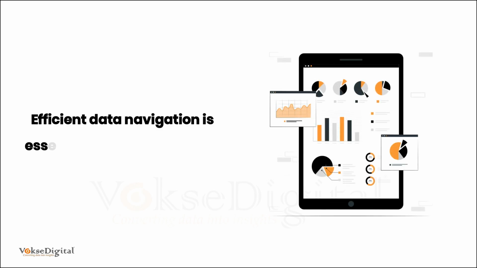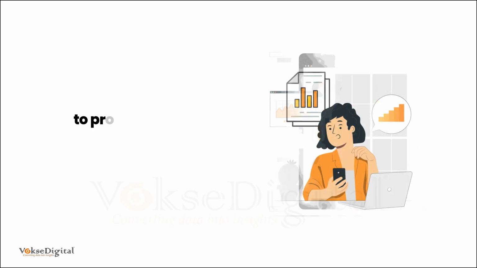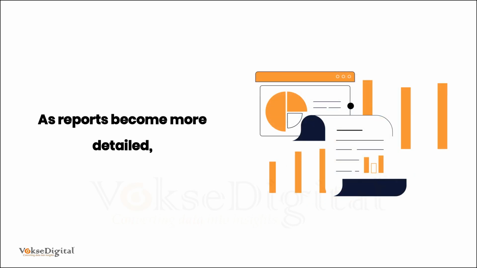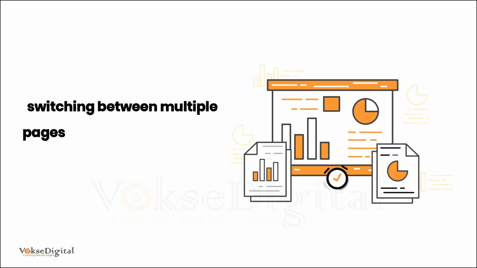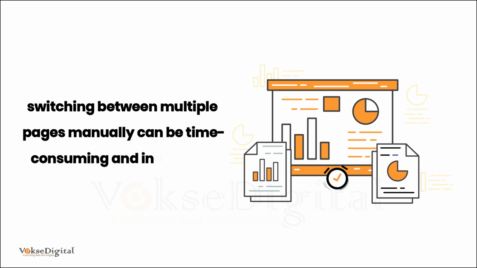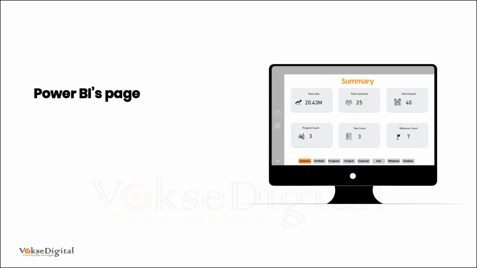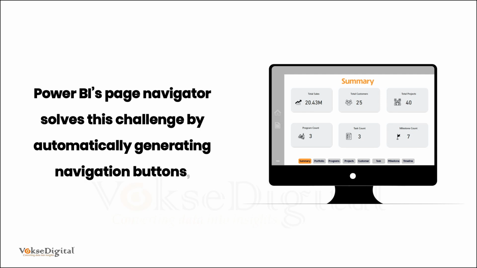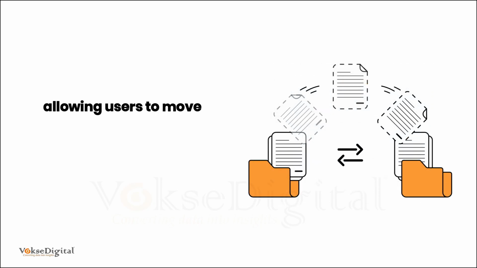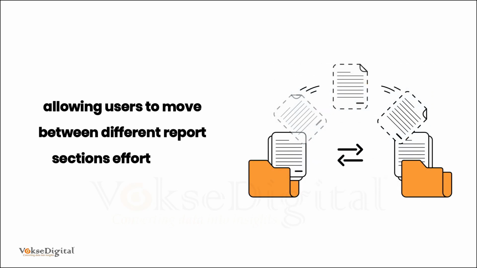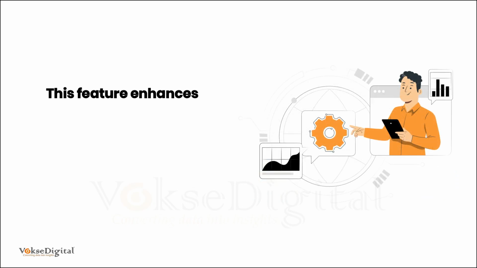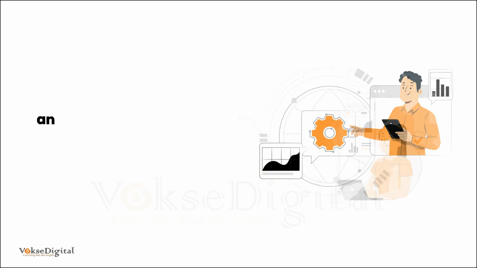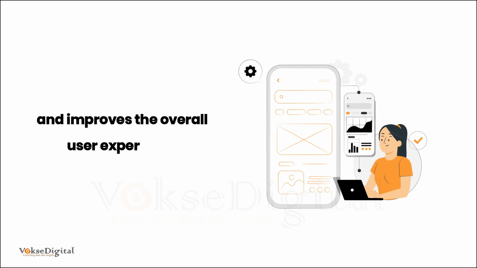Efficient data navigation is essential in business reports to provide key insights without hassle. As reports become more detailed, switching between multiple pages manually can be time-consuming and inefficient. Power BI's Page Navigator solves this challenge by automatically generating navigation buttons, allowing users to move between different report sections effortlessly. This feature enhances interactivity, eliminates the need for manual button creation, and improves the overall user experience.